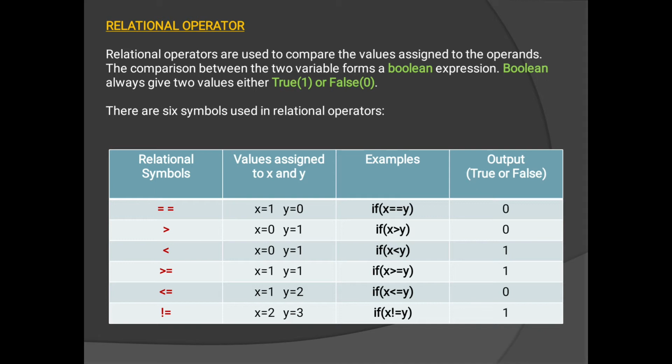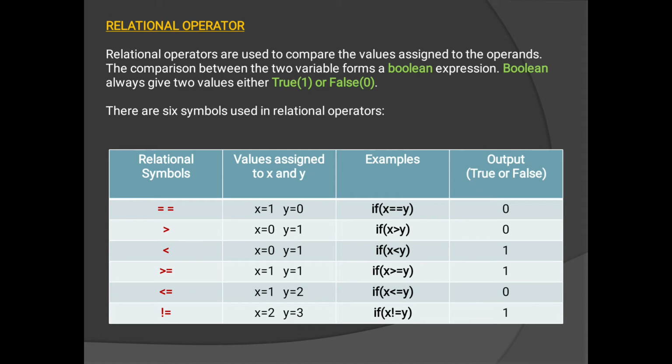When we do a comparison between two variables, it forms what is called a Boolean expression. A Boolean expression always gives only two values, either true, that is 1, or false, 0. So this is a logical expression. It evaluates to either true or false. A test condition is done between the two values assigned to the variables, and it will evaluate to either true or false. There are six symbols that are used in relational operators.